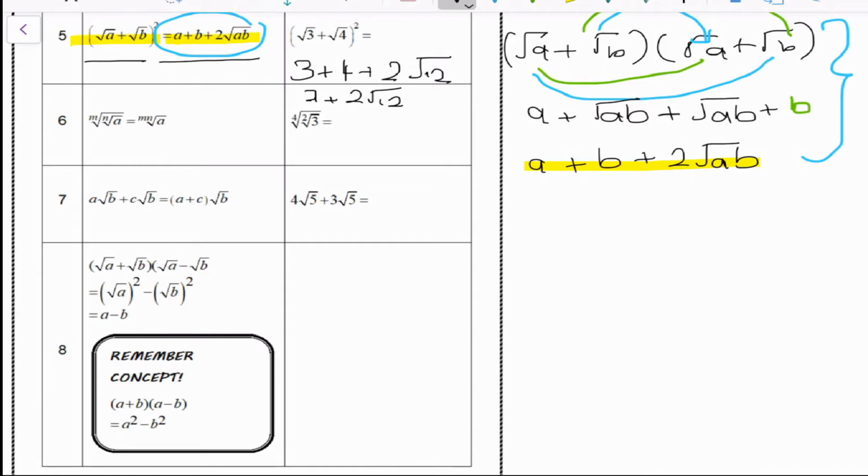Alright, next one. If you have root inside the root, you can simply multiply the index. For example, here you have m root, and inside the m root you have n root. So actually you can simply times m times n. So let's go straight to the example. You have fourth root. Inside the fourth root you have a square root of 3. So 4 times 2 is 8. So actually the answer is 8th root of 3.